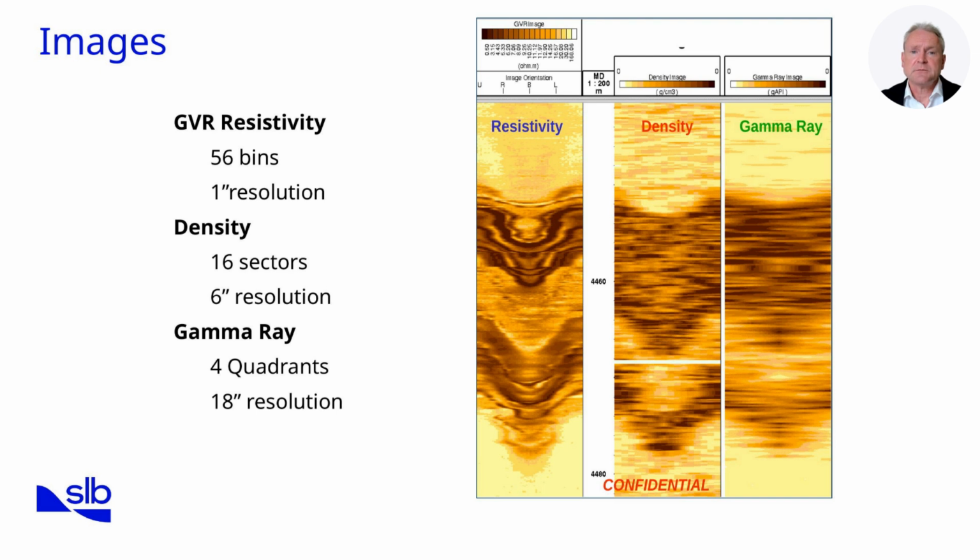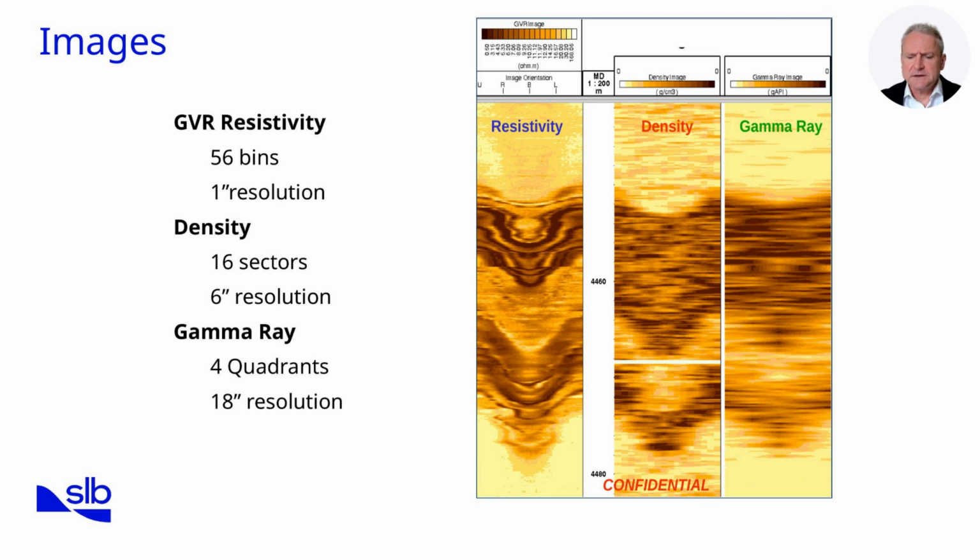Looking at the imaging capabilities available from LWD tools, three key measurements are shown here: resistivity, density, and gamma ray. Resistivity images, such as those from the GVR tool, can deliver 56 azimuthal bins at a resolution of about 1 inch. This level of detail enables the identification of bedding dips, fractures, and thin layers as they are encountered.